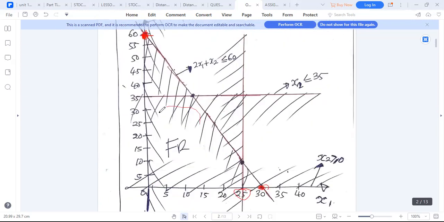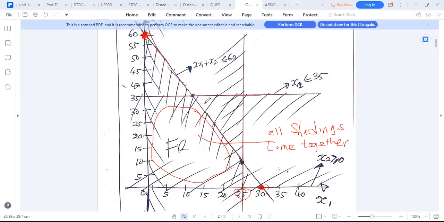Shading, we came up with this as the feasible region. This is the feasible region where all shadings converge, all shadings come together. It is what is called the feasible region. All right, so the corner points: we have this as a corner point of the feasible region, this one, and this one. This point is 0,35, that's the point at this one. Then 25,0, this point is 25,0. Then this is 25, comma 10.